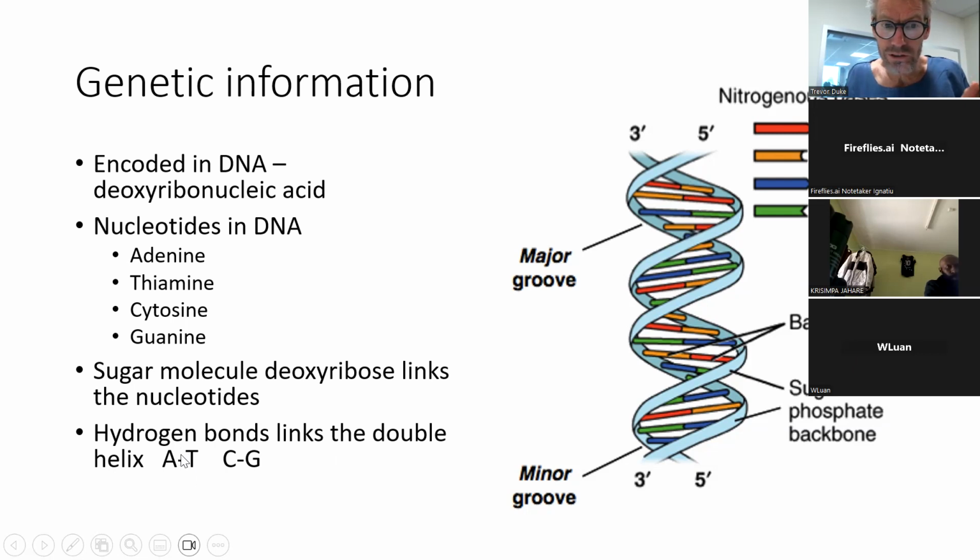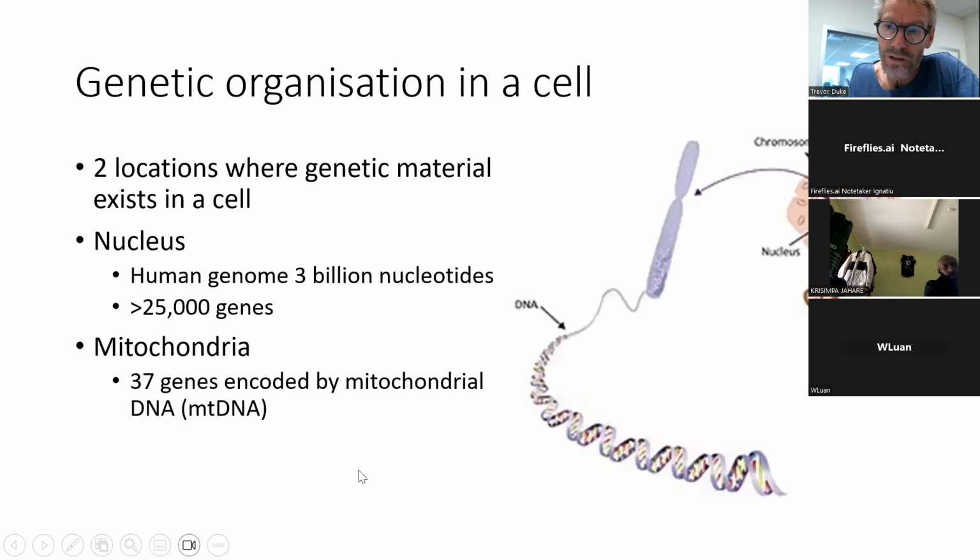The hydrogen bonds link the double helix, and there's this sugar phosphate backbone that makes the helix. That's really all you need to know about that. There are two locations, as I mentioned, where genetic material exists within a cell, and the main one is in the nucleus, where there's 3 billion nucleotides, and that codes for more than 25,000 genes. So almost all our genetic information is within the nucleus of the cell, but there are some genes that are in the mitochondria, and I'll talk a bit more about those.